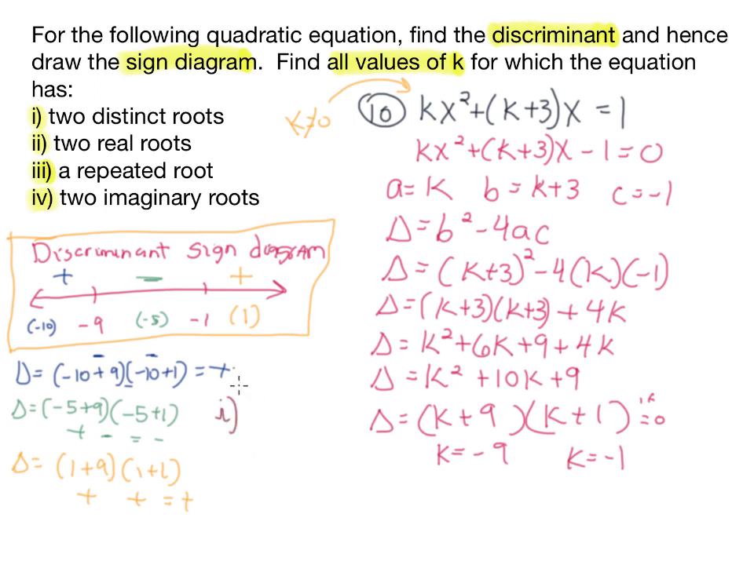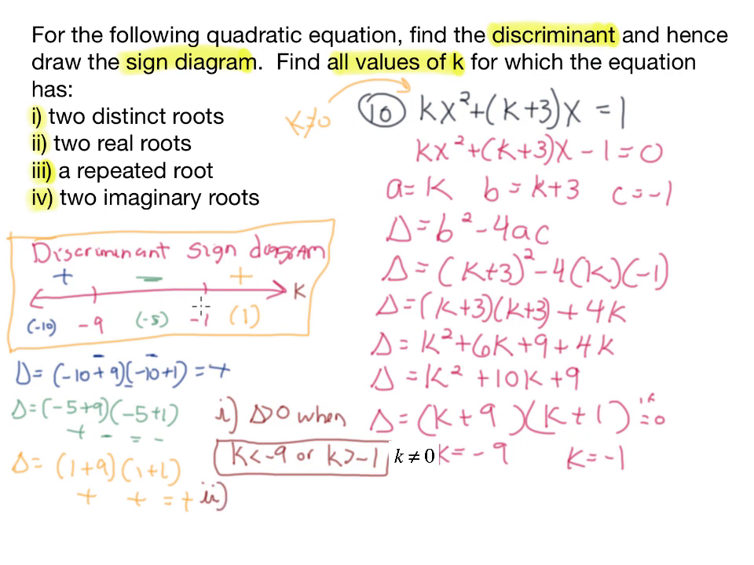So now I'm going to use my diagram. Two distinct rational roots is when my discriminant is greater than 0. So that occurs at two spots. When k is less than negative 9, or when k is greater than negative 1, but k cannot equal 0. Two real roots. Okay, that happens when the discriminant is greater than or equal to 0. So that's when k is less than or equal to negative 9, or k is greater than or equal to negative 1. Again, k cannot equal 0.